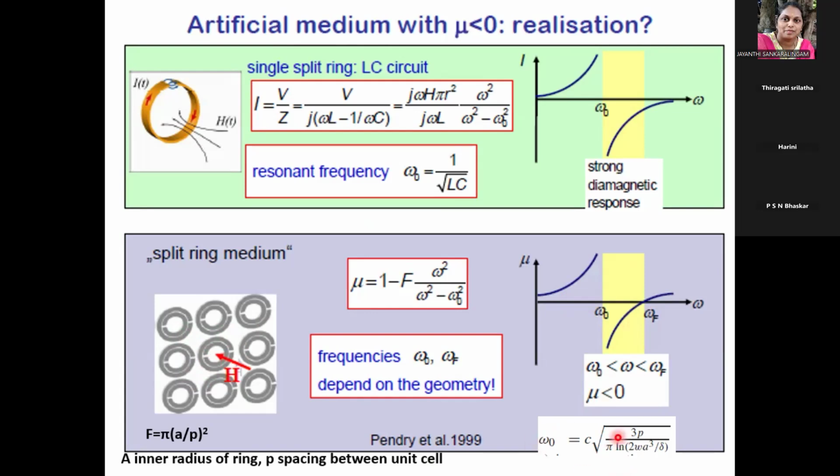The value of omega naught is decided by these dimensions, which is given by these frequencies. You can actually calculate it, where f is given by these dimensions. Between these two, from omega naught to omega f, you have the negative mu, by which you can have control on the value of mu for these materials. So omega naught and omega f depend on the geometry. That's why you can decide at which frequencies you want a negative mu, and at which frequencies you want a negative epsilon.